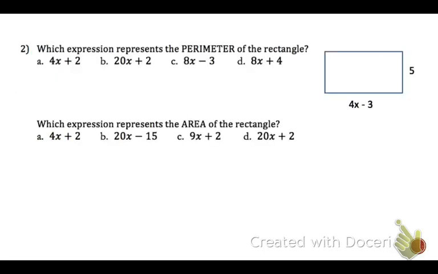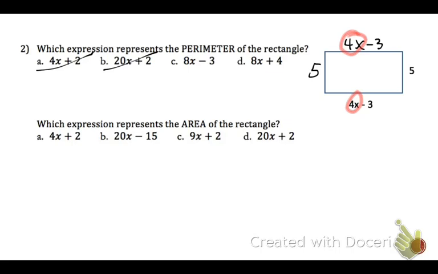Okay, for this next one, we're finding perimeter in the first problem and area in the second problem. Perimeter is where we add up all of the sides. Let's just start by adding our x's. 4x plus 4x is 8x. So the answer can't be A and it can't be B. It's either C or D, and I need to figure out if the second number is -3 or 4.